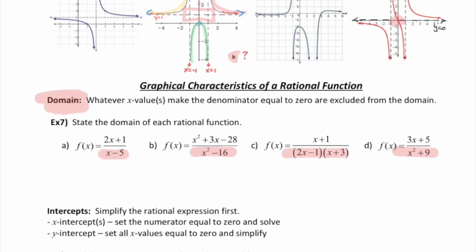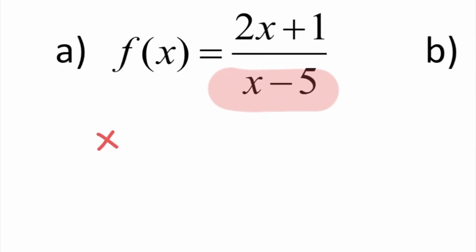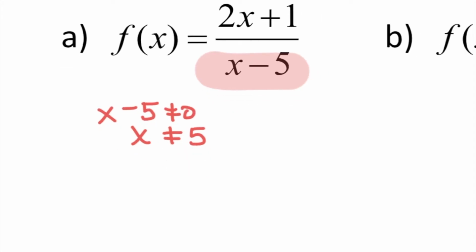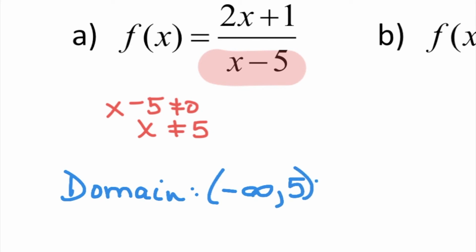So you're literally just going to say, okay, I want x minus 5 to not equal 0. So x does not equal positive 5. And that's now the domain. What we're going to do then is write the domain in interval notation. And so the domain would be negative infinity to 5, and then 5 to positive infinity.